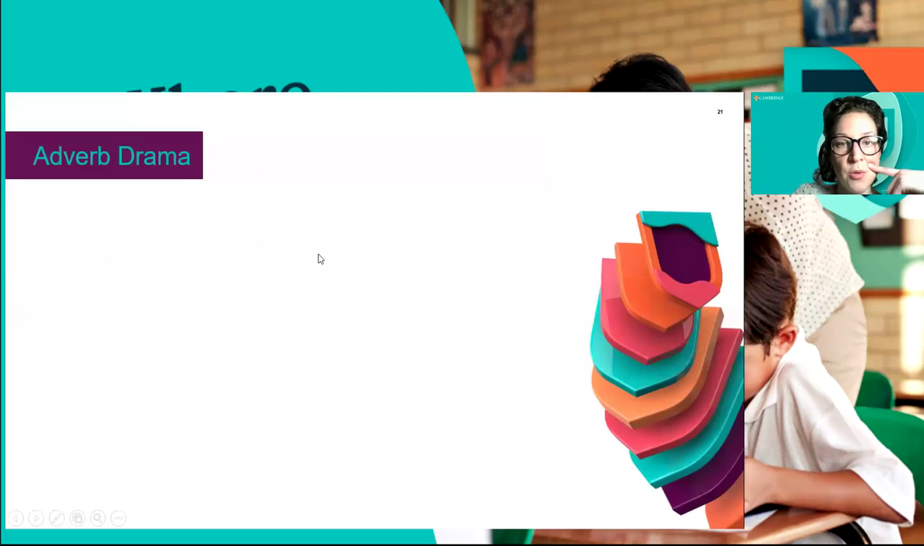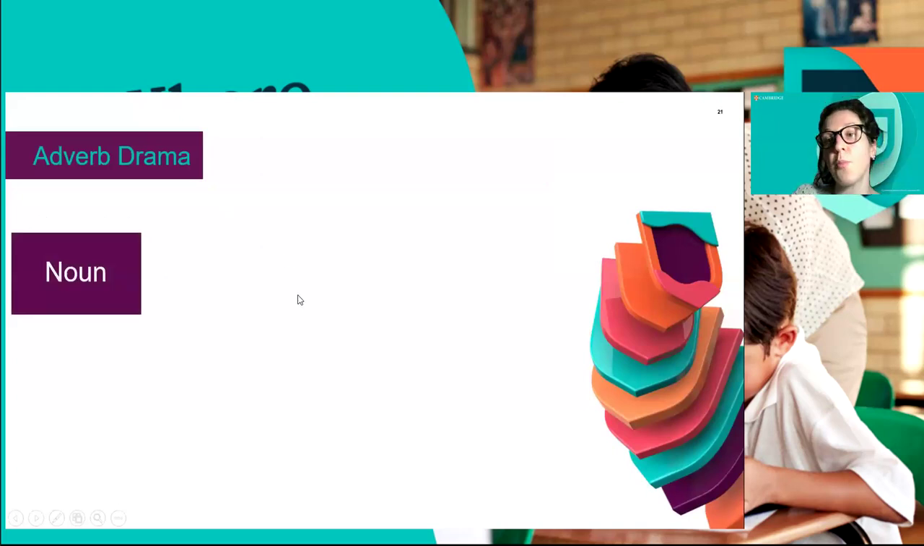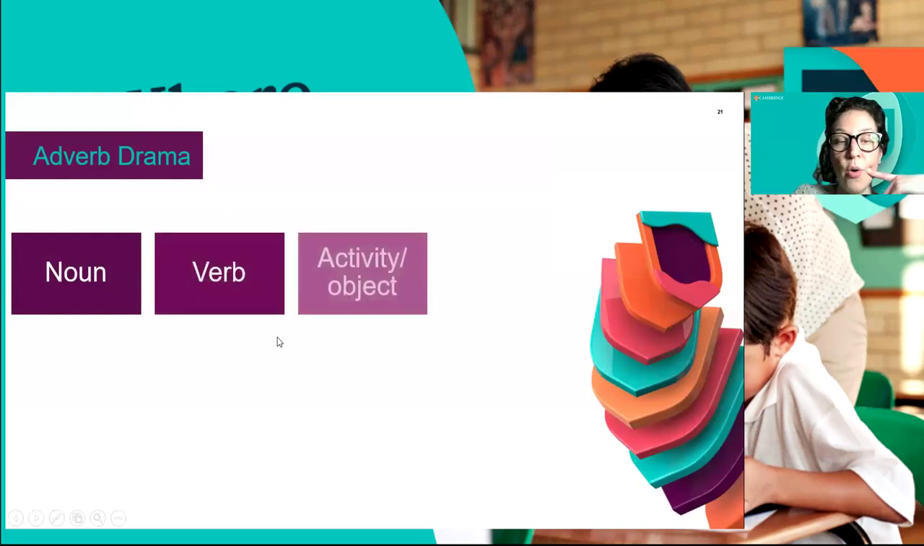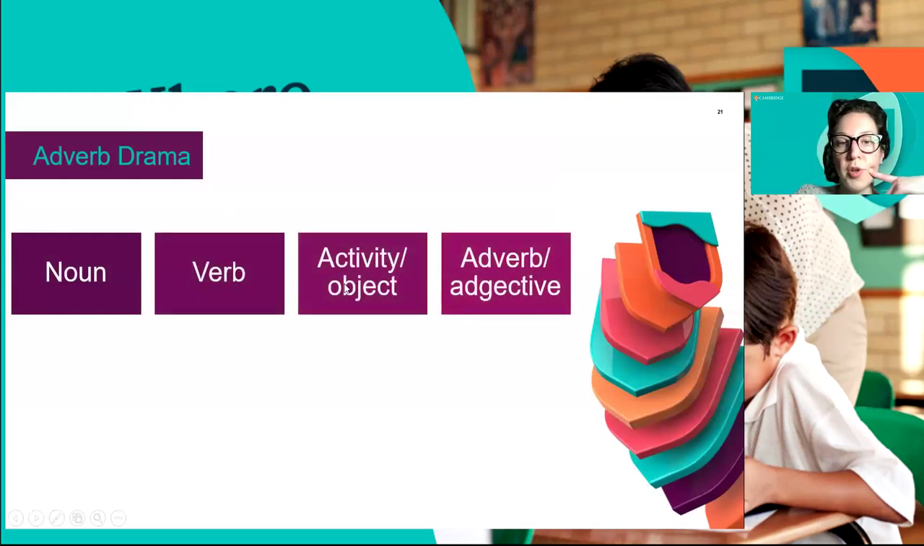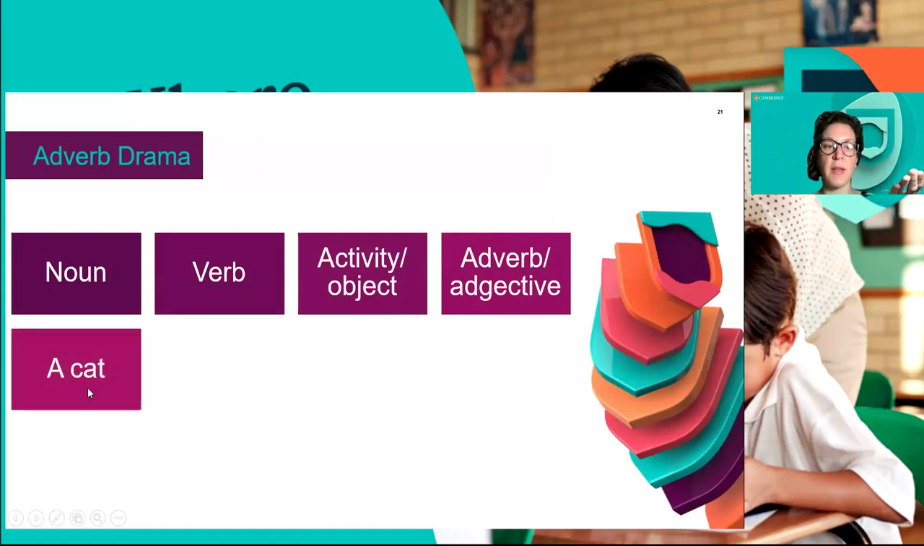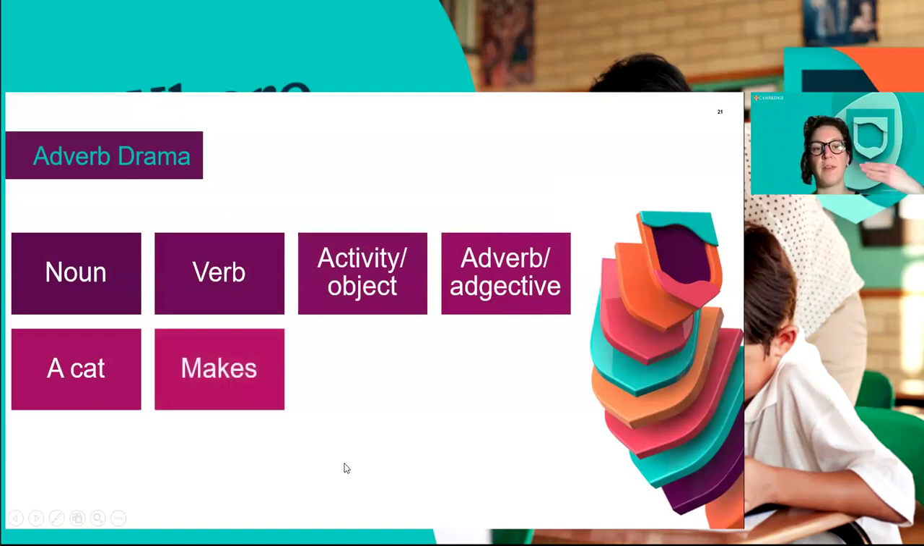Advert drama. This is for more advanced students. You can have this grid on the board. Noun, verb, activity or object, adverb or adjective. And you can have a pile of different cards. Students look at the card and, for example, I have a cat. Then I take a verb card, makes. Then I take as a student, and I don't show it to anyone.